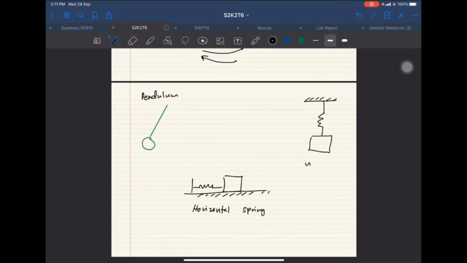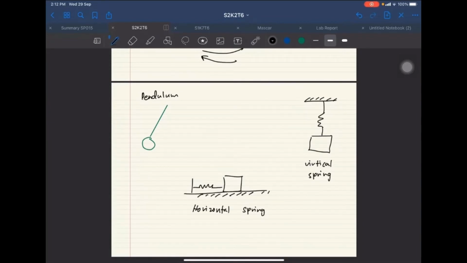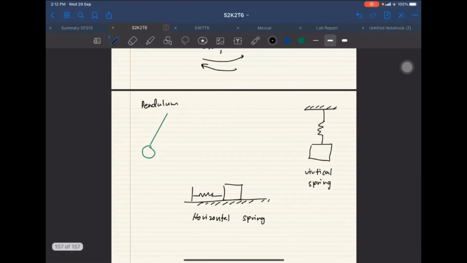Sometimes they use this term dalam soalan sebab soalan biasa tak kasi gambar aja. So basically you have to draw it yourself lah. Especially for spring. Kalau pendulum tu dia memang macam tu. So kadang-kadang kata an object hang on the vertical spring. So you know that that one is a vertical spring. Macam ni the vertical VE, ask the VE. So it will be VERTICAL.